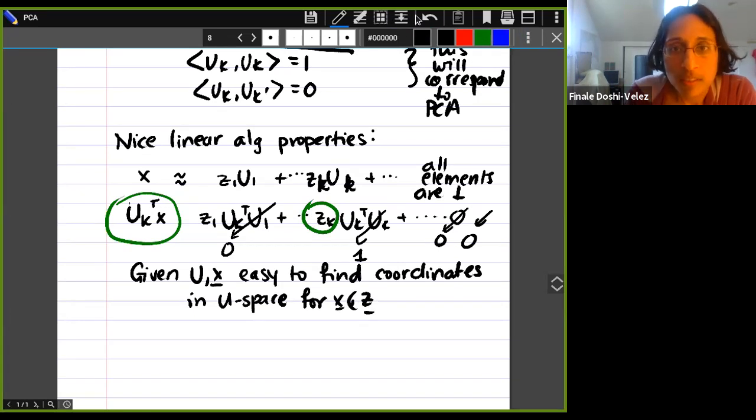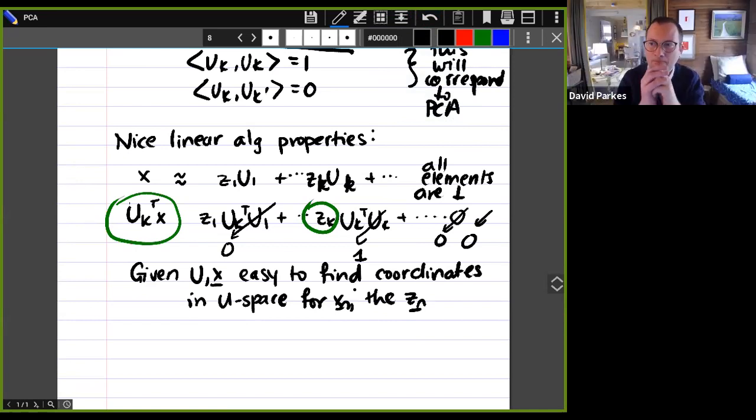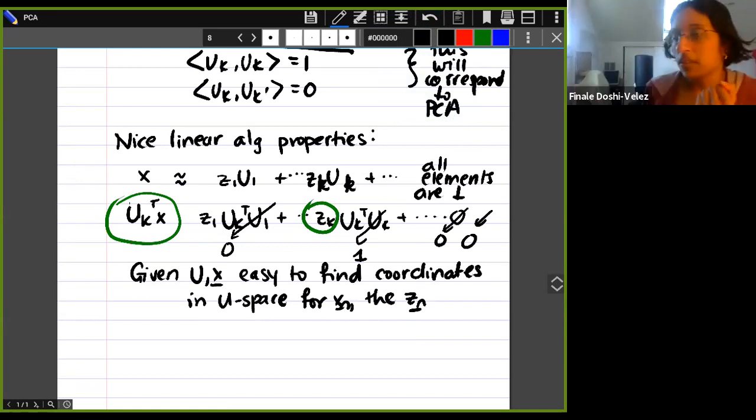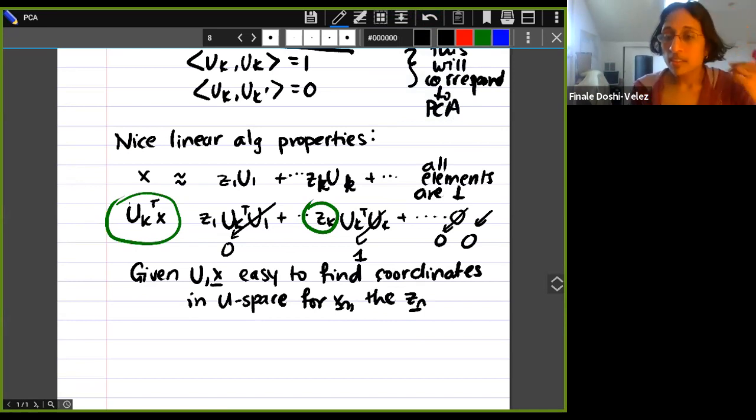So let me write that slightly. And there's a question that's like, why does choosing U to be orthonormal mean that it's unique? Can't you still rotate it? We're going to get to your point. Yes, it is true that there's still some non-uniqueness left over. I'm going to get to that at the very end of the lecture.